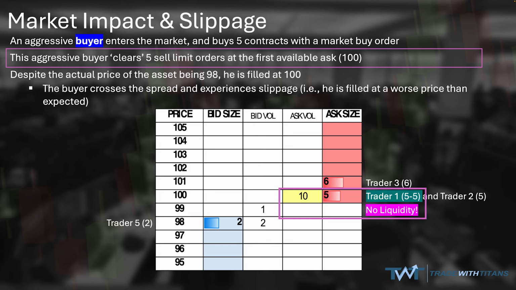This order would be matched with the remainder of Trader 1's limit order to sell 5 contracts at a price of 100. This buyer would have seen price at $98 when he placed the order, but he was filled at a price of $100. Because he placed a market order, he had to cross the spread and experienced what we call slippage. Note that the larger the size of the market order, the more likely you are to experience slippage.